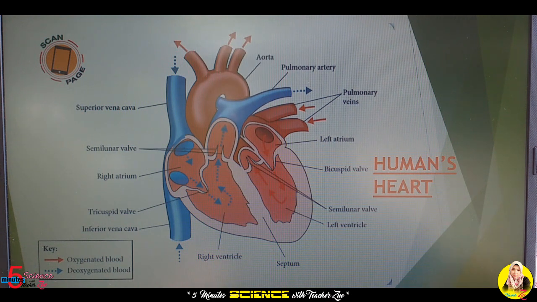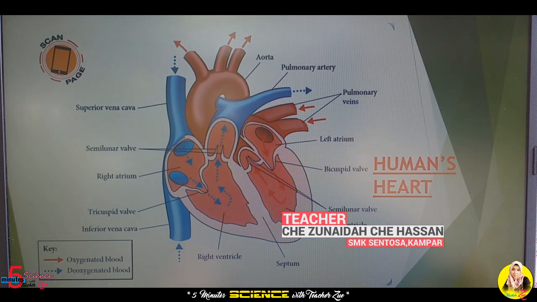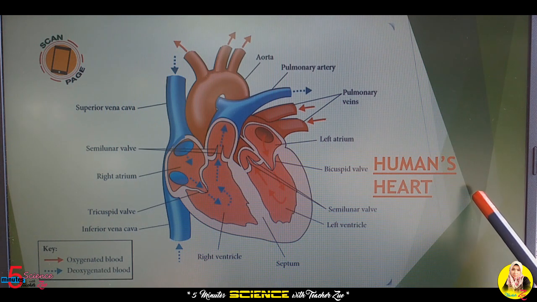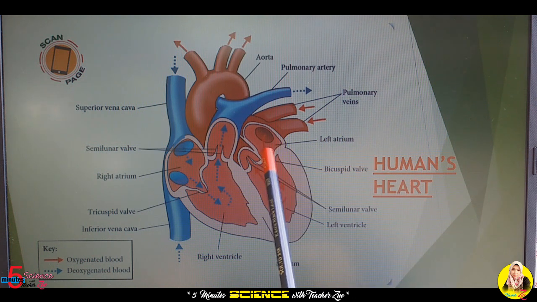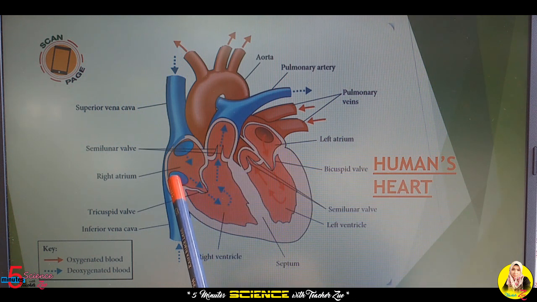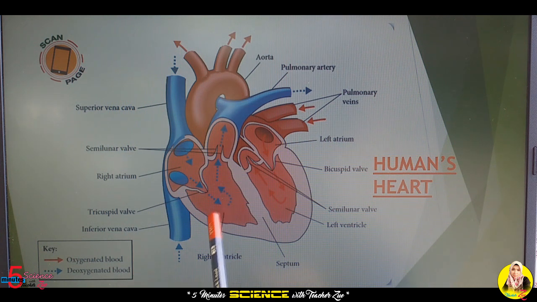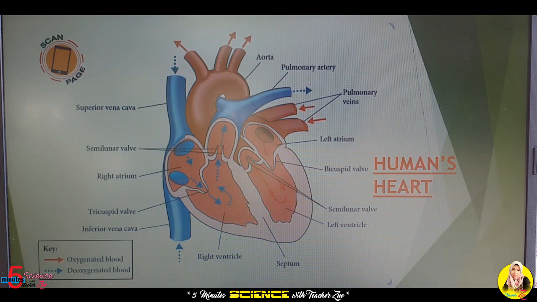Everyone, so we meet again to continue our lesson about the human heart. So here is the diagram of the human heart. First, we look at the number of chambers. The human heart has 4 chambers: left atrium, right atrium, left ventricle, and right ventricle.